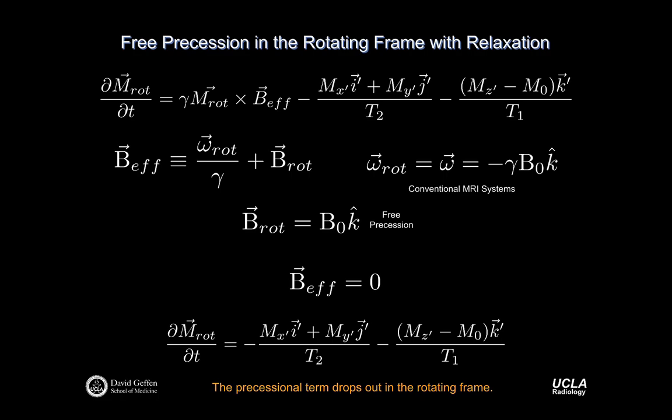B effective is the combination of this omega rotation term and the B rotation term. B in the rotational field is just B0 k hat. And the sum of those two terms gives us an effective field of zero. So, again, not a terribly interesting example as it regards the B effective field.